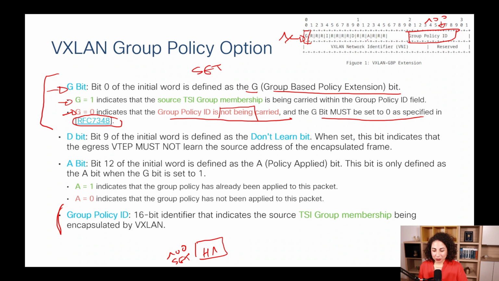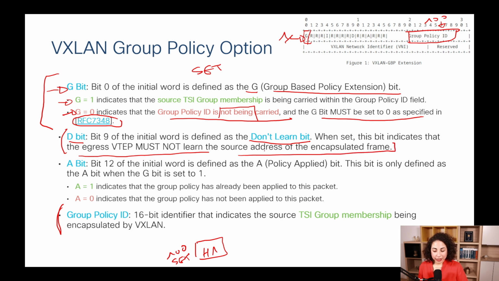For the moment, let's continue with the rest of the bits. There is then this D bit, which is defined as the do not learn bit. When set, this bit indicates that the egress VTAP must not learn the source address of the encapsulated frame.